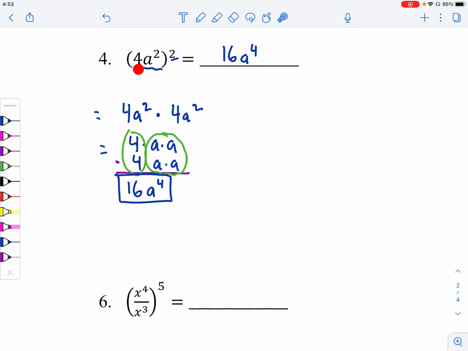All right, and you can kind of see right here, we're squaring everything in here, right? So if you did 4 squared, it's 16. And a squared, 2 times 2 is 4. Right, we get a squared twice, so that's a to the 4th power.